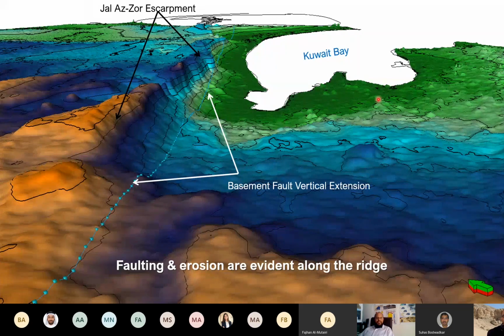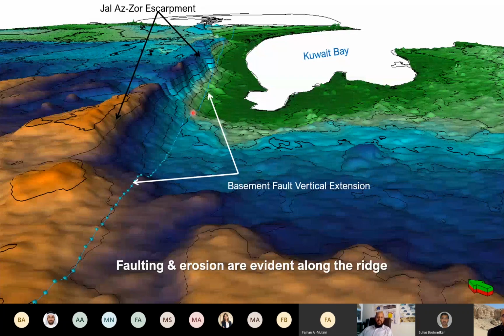Now, what you can see here, we are looking at the surface map of Kuwait. And what we have displayed here, as you can see in the line, which is called basement fault vertical extension, is a vertical projection of the basement faults mapped from gravity and magnetic data. Previously, in a previous study by Carmen, for example, this fault was set in the middle of Kuwait Bay. So obviously at this point here, we don't see that fault, and later on we need to correct it.